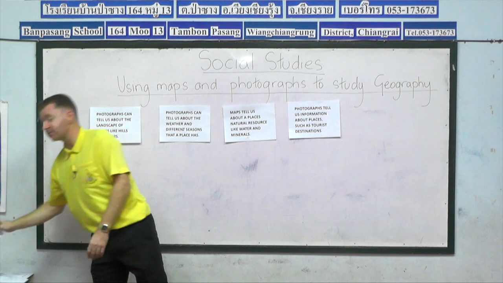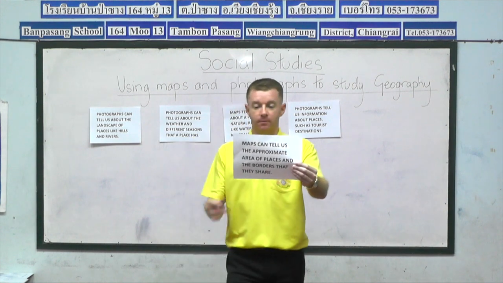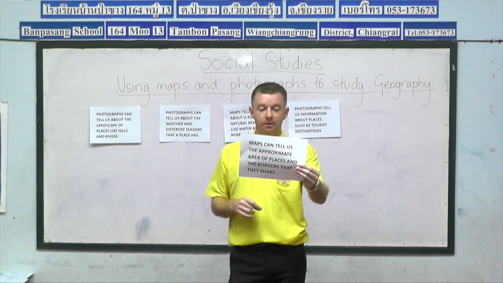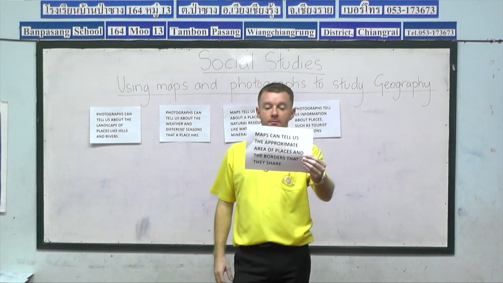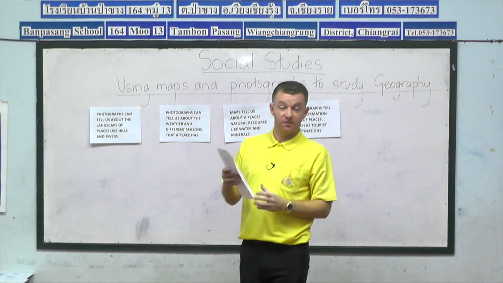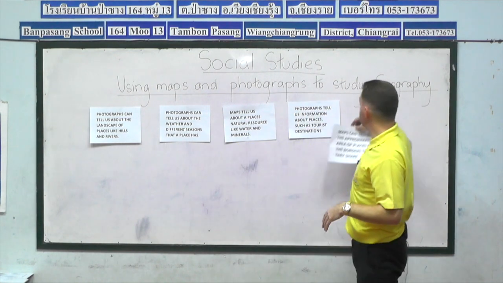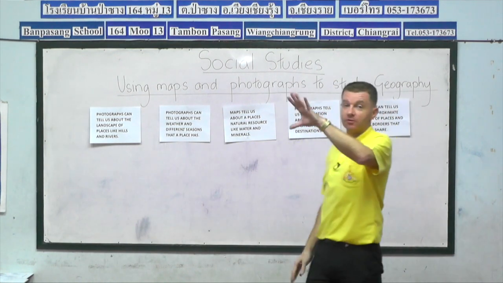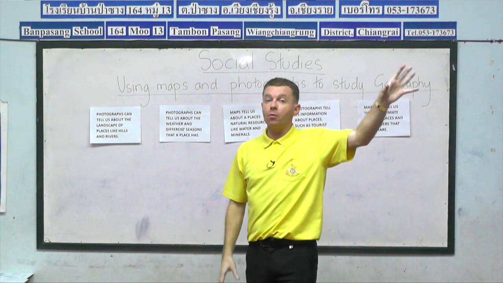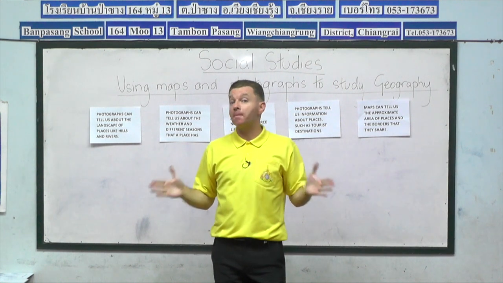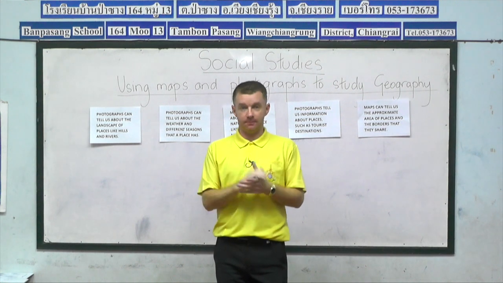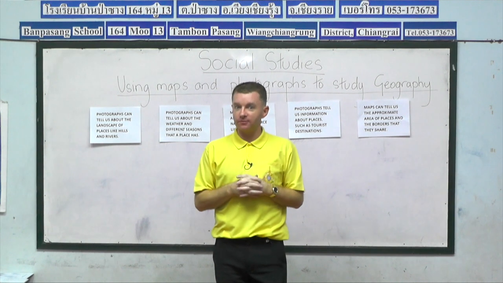And our final sentence, we have maps can tell us the approximate area of places and the borders that they share. Like the map of Thailand we saw earlier, we could see where Chiang Rai was on the map, where we were close to Laos, Burma, and China. And a map can also tell us how big a place is looking at a scale. So there are five sentences, guys.